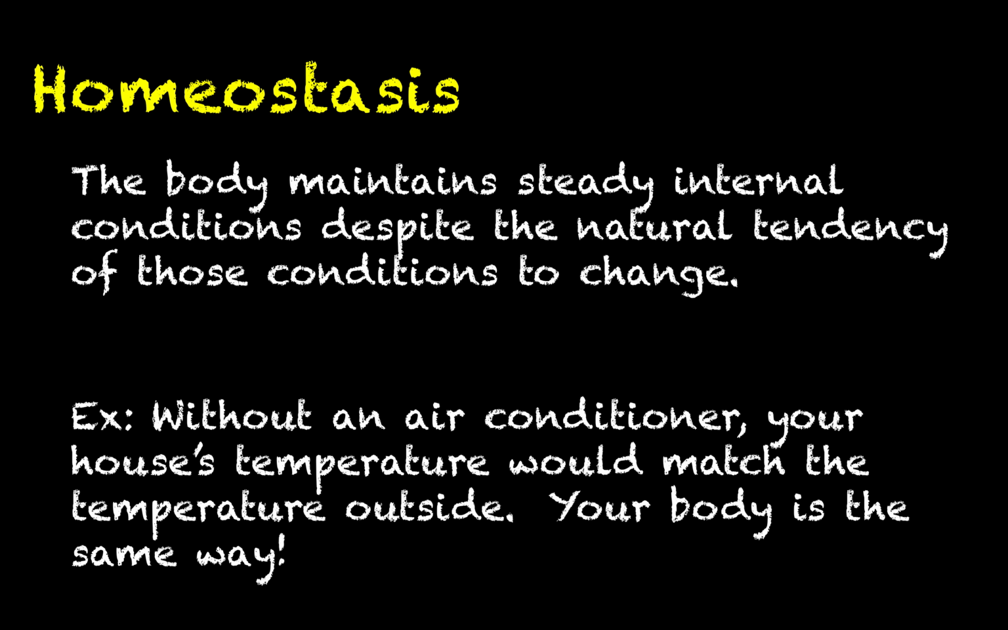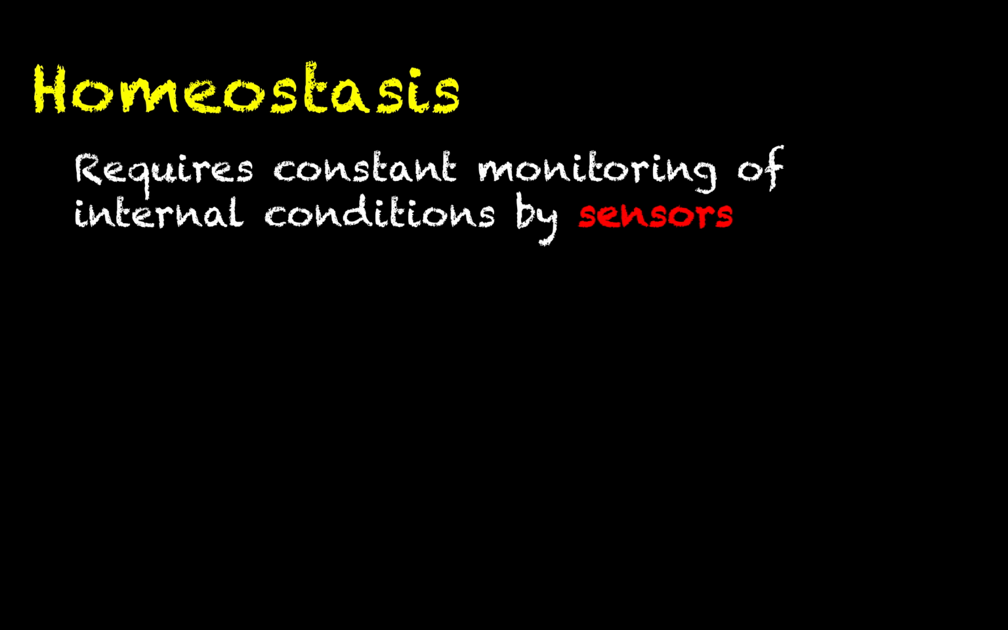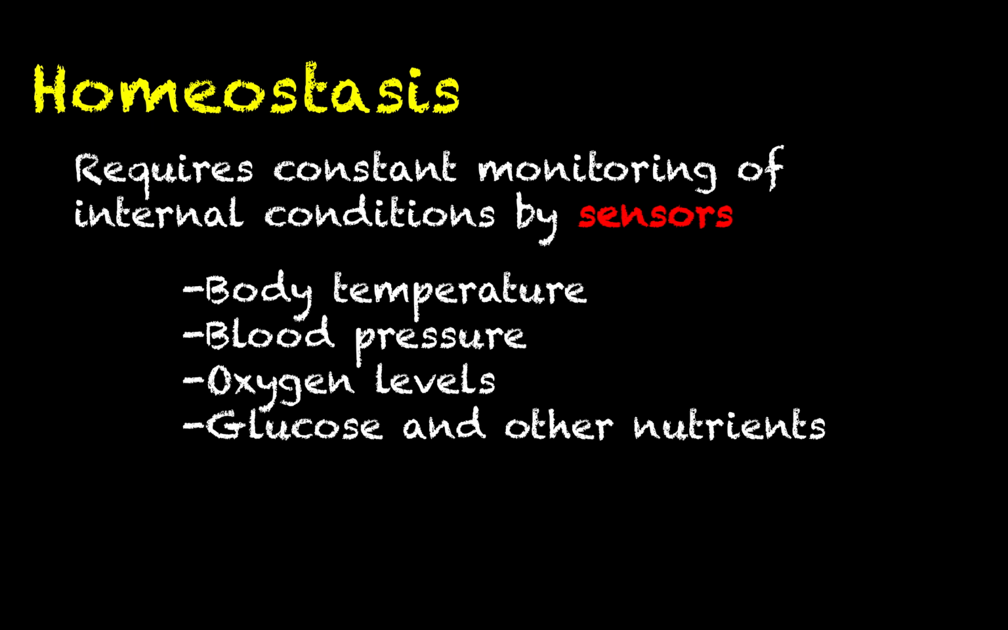And what I'm trying to convince you of here is that your body operates very much the same way. Now, in order to actually coordinate homeostasis responses in the body, this is going to require the constant monitoring of internal conditions by what are called sensors. Your sensors are going to be monitoring all sorts of things, including your body temperature, your blood pressure, the oxygen levels in your blood, the availability of glucose and other nutrients, and the list goes on and on. And as we go throughout the class this semester, we will introduce a myriad of other examples as well.